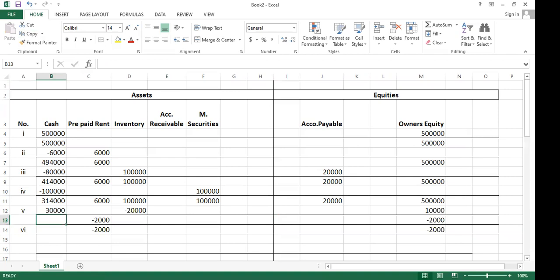$344,000. $6,000. And $8,000. Marketable securities 100,000. Accounts payable not changed, 20,000. $510,000.